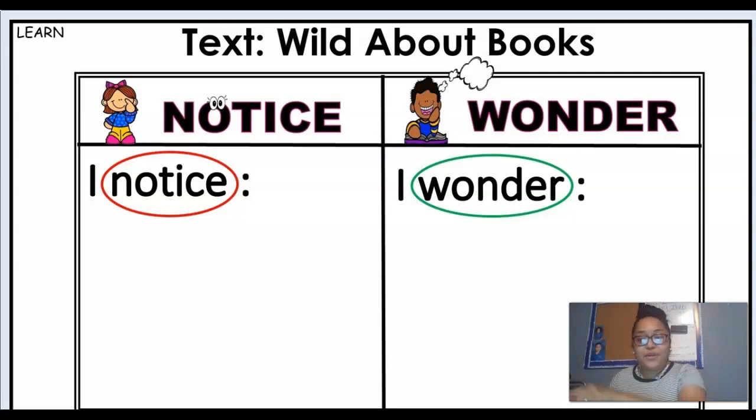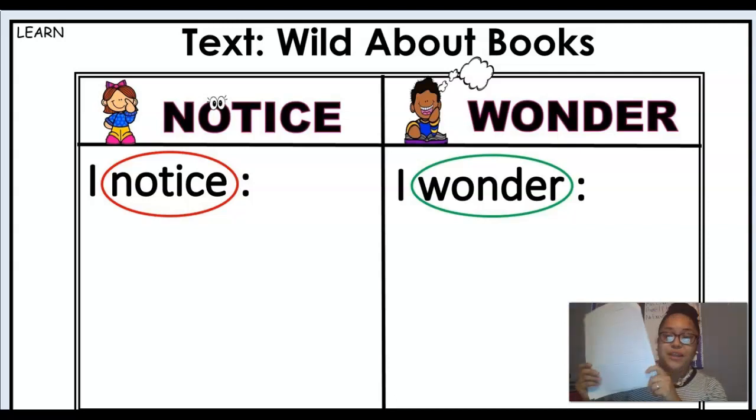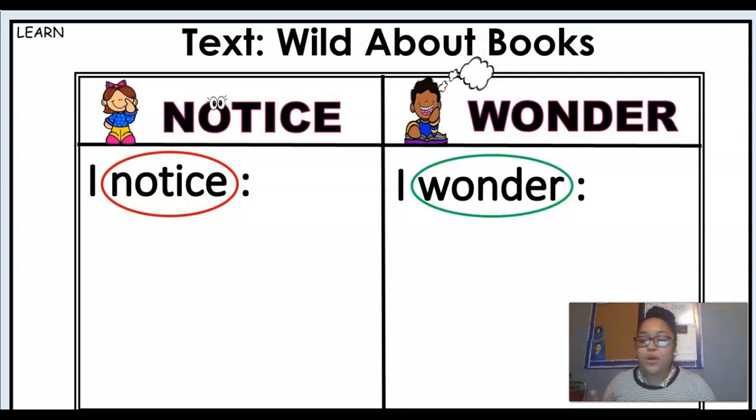Since in the last lesson we noticed and wondered together, we talked about it, and we got ideas from each other, for today you will be completing page 2. You're going to write 2 notices that you notice about the book and 2 wonders that you wonder about the book, so 2 questions that you have. You're going to finish the sentences that say, I notice and I wonder.